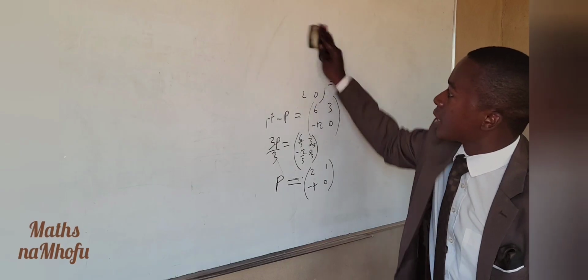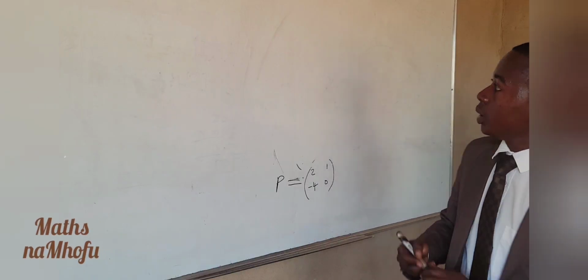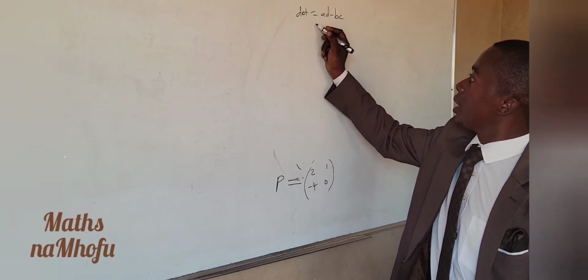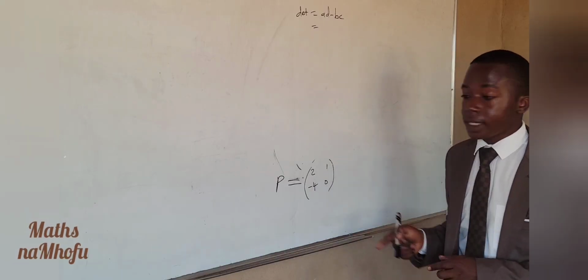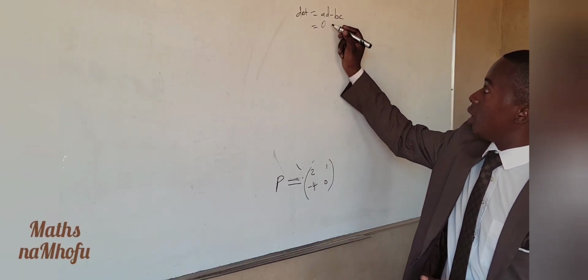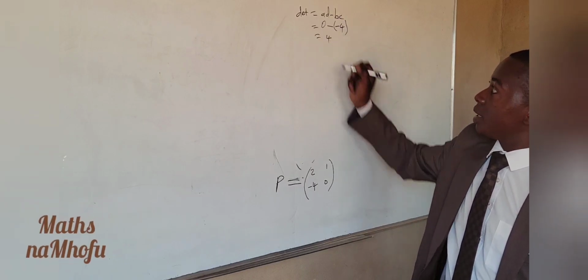Now, let's move on to the next question. Inverse of matrix P. Since we now have the matrix P, it is for us to find the inverse, right? Remember, inverse is 1 over determinant. And how do we get determinant? Determinant is equal to AD minus BC, which is AD, that's 2 times 0, which is 0. Are we together? 0 minus 4. So our determinant, that's a negative 4.